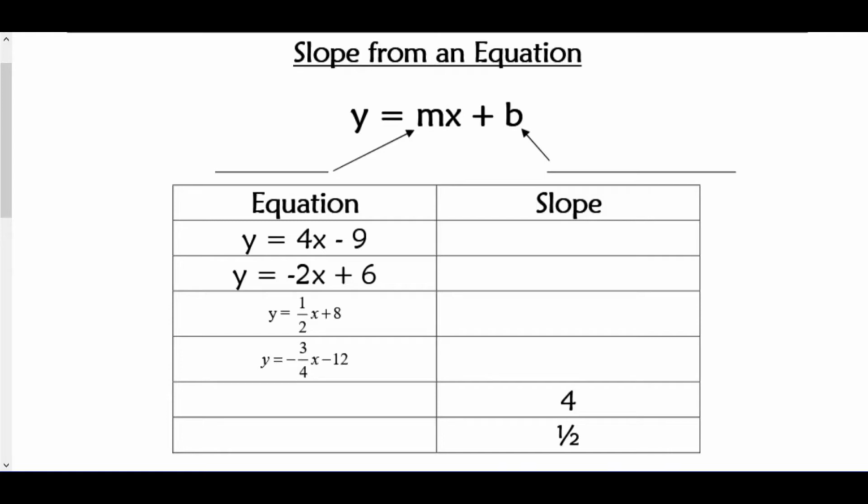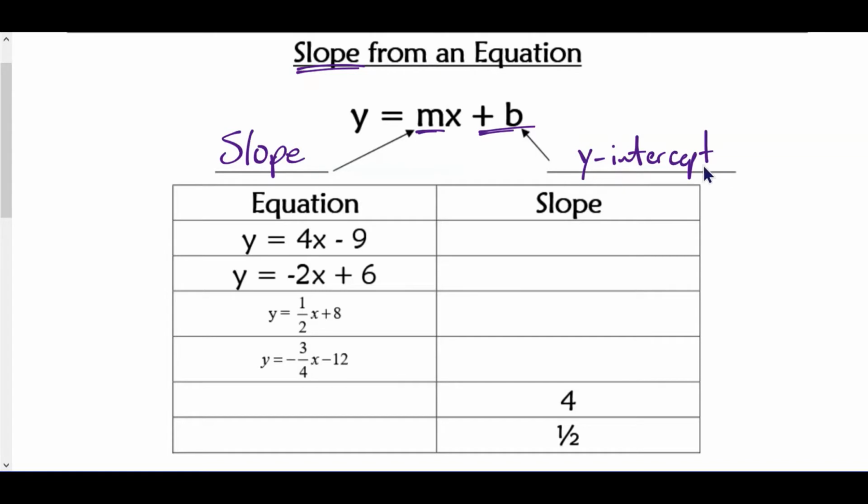So here we're talking about finding the slope from an equation. And generally we're going to see equations written like this: y equals mx plus b, where this m stands for the slope. So the y and x, generally those are going to stay as variables, where this m is going to be replaced by a number, which represents the slope, and this b is also going to be replaced by a number that's going to represent the y-intercept.